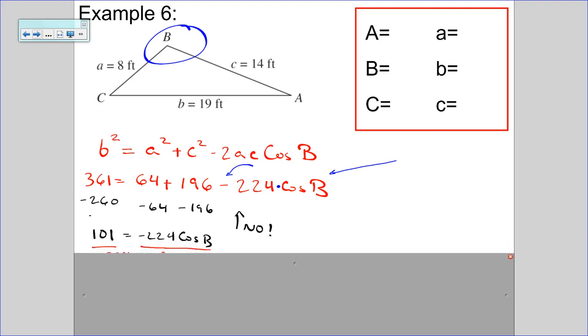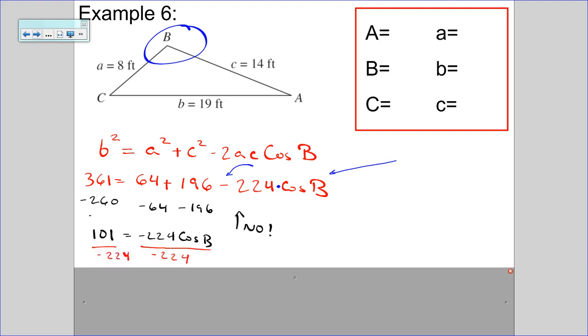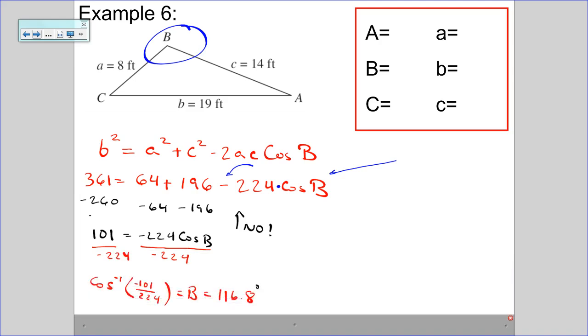Okay, so when we do that, we're going to get 101 equals negative 224 times the cosine of b. And we're going to divide the cosine of b by itself. That's going to allow us to use our arc cosine to get that b is 116.8 degrees. All of that just comes straight out of your calculator. You have to remember that you're using the arc cosine. You have to remember that you're in degrees. But other than that, pretty simple.